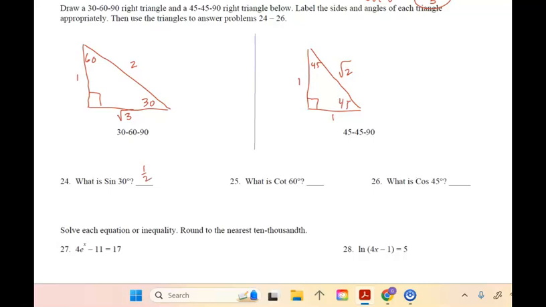Cotangent 60, well, for 60 degrees, tangent is opposite over adjacent. So cotangent is adjacent over opposite. So it started off as this, but then we have to rationalize it, and it becomes the square root of 3 over 3. And then over here, cosine 45, doesn't matter which one of these you look from. Cosine is adjacent over hypotenuse. But then when you rationalize it, it becomes the square root of 2 over 2.